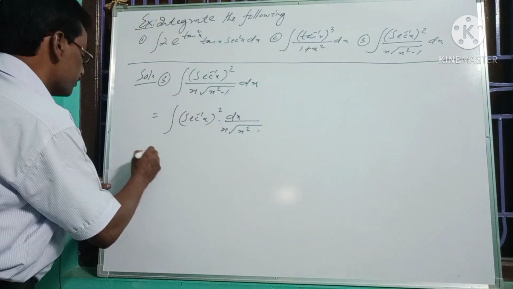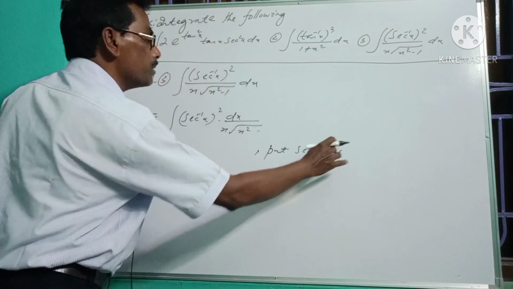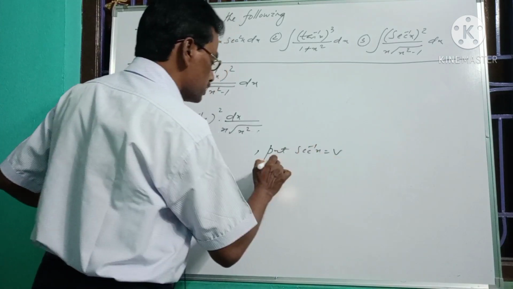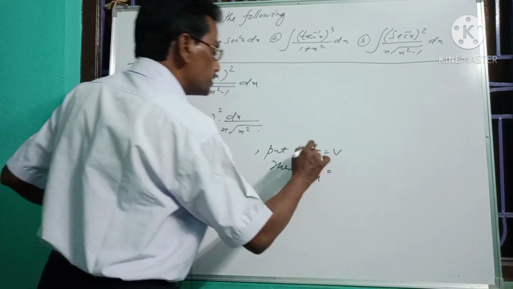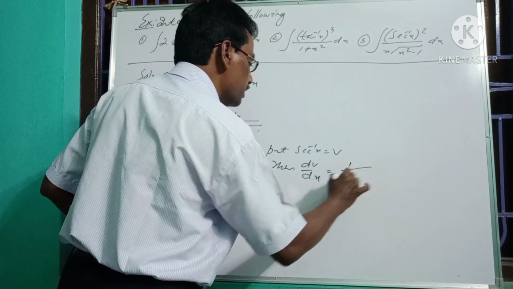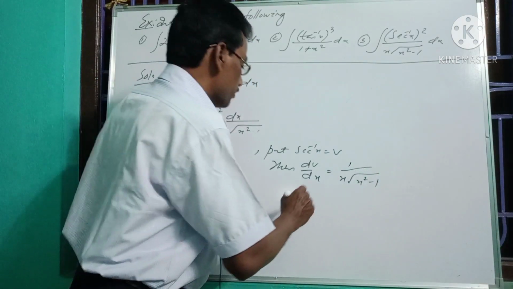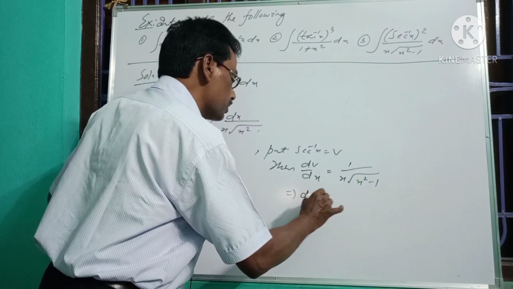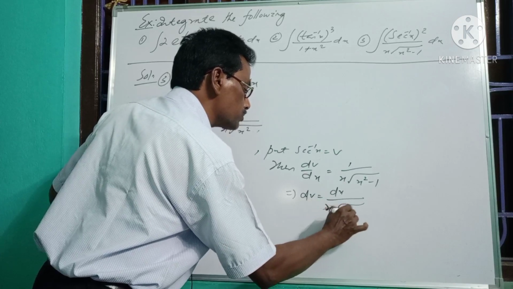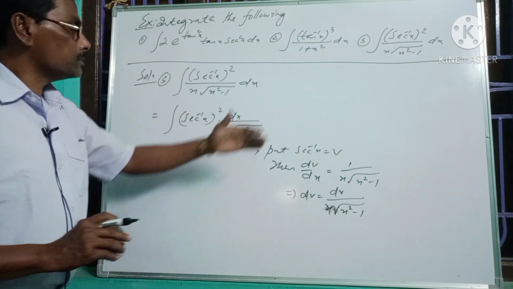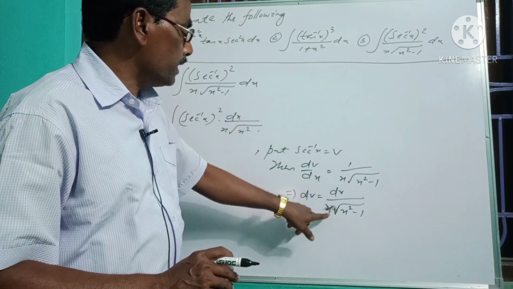So now let us substitute sec inverse x as v. So we have sec inverse x is equal to v. So here v is a function of x. So differentiating v with respect to x, it will give us dv by dx is equal to the derivative of sec inverse x with respect to x, which is nothing but 1 by x into root of x square minus 1. So again simplifying, for dv we have dv is equal to dx by x into root of x square minus 1. So now after substitution and differentiation, we find sec inverse x is v and dv is equal to dx by x root of x square minus 1.